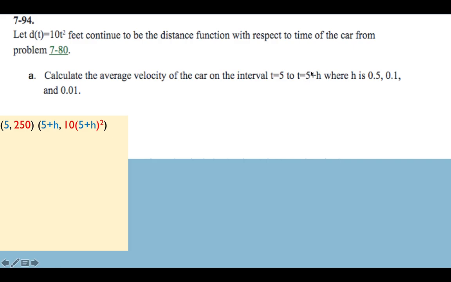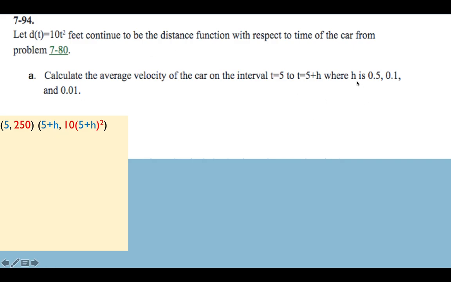I'm going to just repeat the process, except instead of t, I'm going to take 5 plus h and plug it in for t right here. So then I get 5 plus h squared and then the 10 on the outside as my output. So there we go. We have our 2 coordinates.